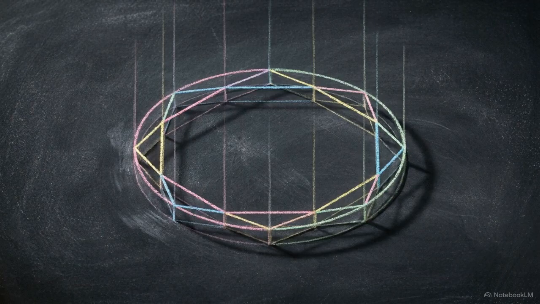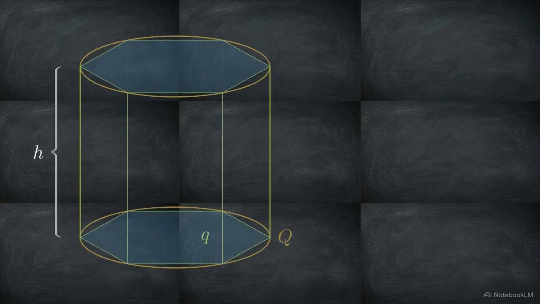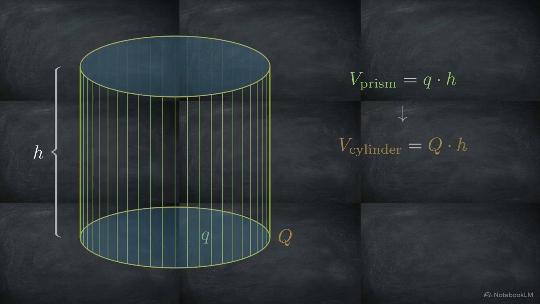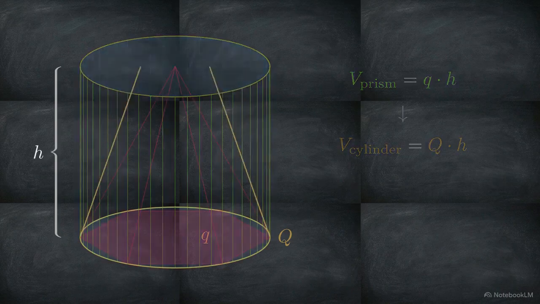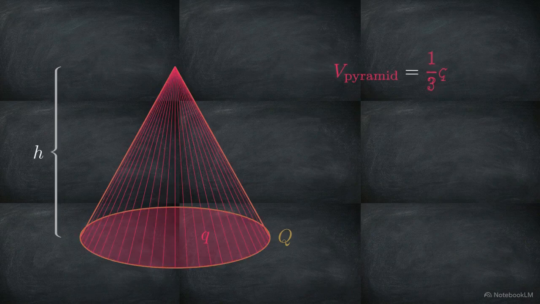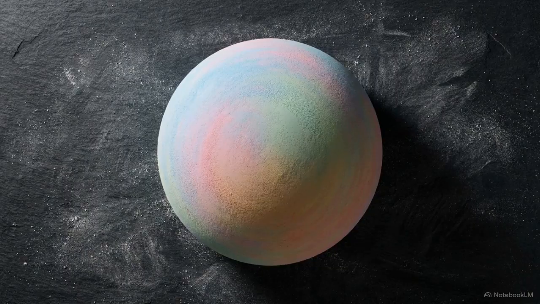The logic of the bounding limit scales beyond the geometry of a flat circle. We apply this same bounding logic to 3D space. As an inscribed prism's sides multiply infinitely, its volume converges to the cylinder QH. Similarly, by bounding an inscribed pyramid against an outer cone, its faces multiply to form the cone's smooth volume. The logic remains the same whether measuring area, volume, or the surface of a sphere.